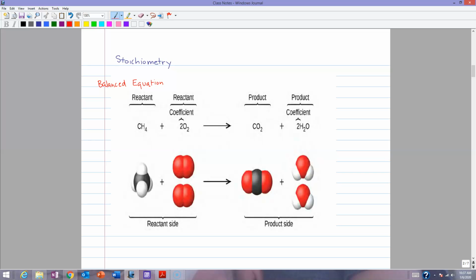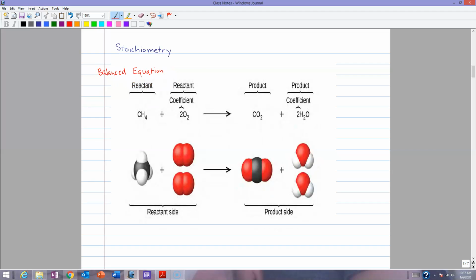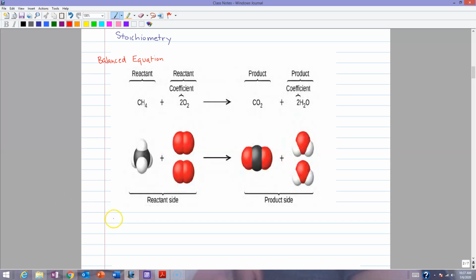So we're going to relate this balanced equation to a recipe. If I have a recipe and it calls for 1 cup of sugar, 2 eggs, 1 cup of flour, 1 cup of water, and this is only going to be a partial recipe, but we're going to produce from these ingredients or these reactants 24 cookies.